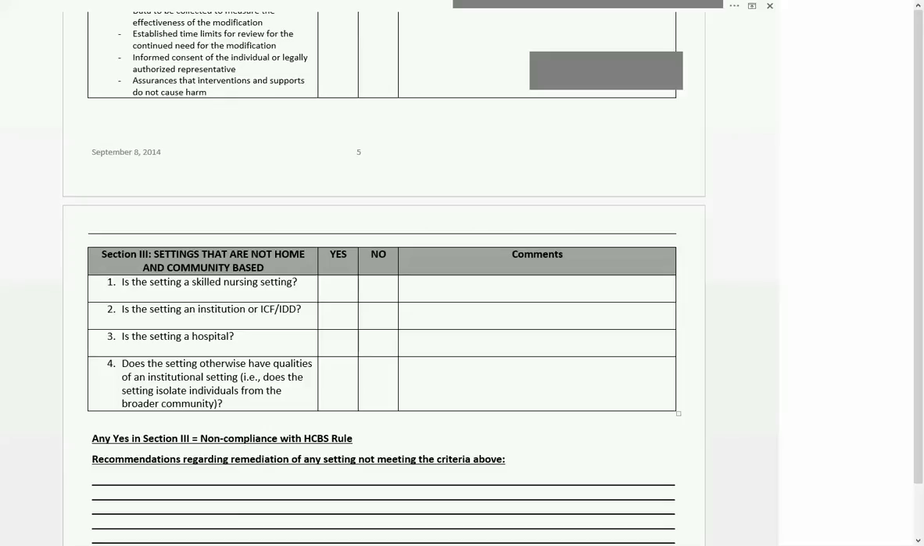In our conversations with CMS, what they have indicated to us is that the size of the setting does not necessarily make or break whether you're in compliance with the rule. But their expectation is that regardless of the number of people in a particular setting, it maximizes people's access to the broader community, access to interactions and events and activities and so forth that are not disability specific, so that anybody in the community could attend.